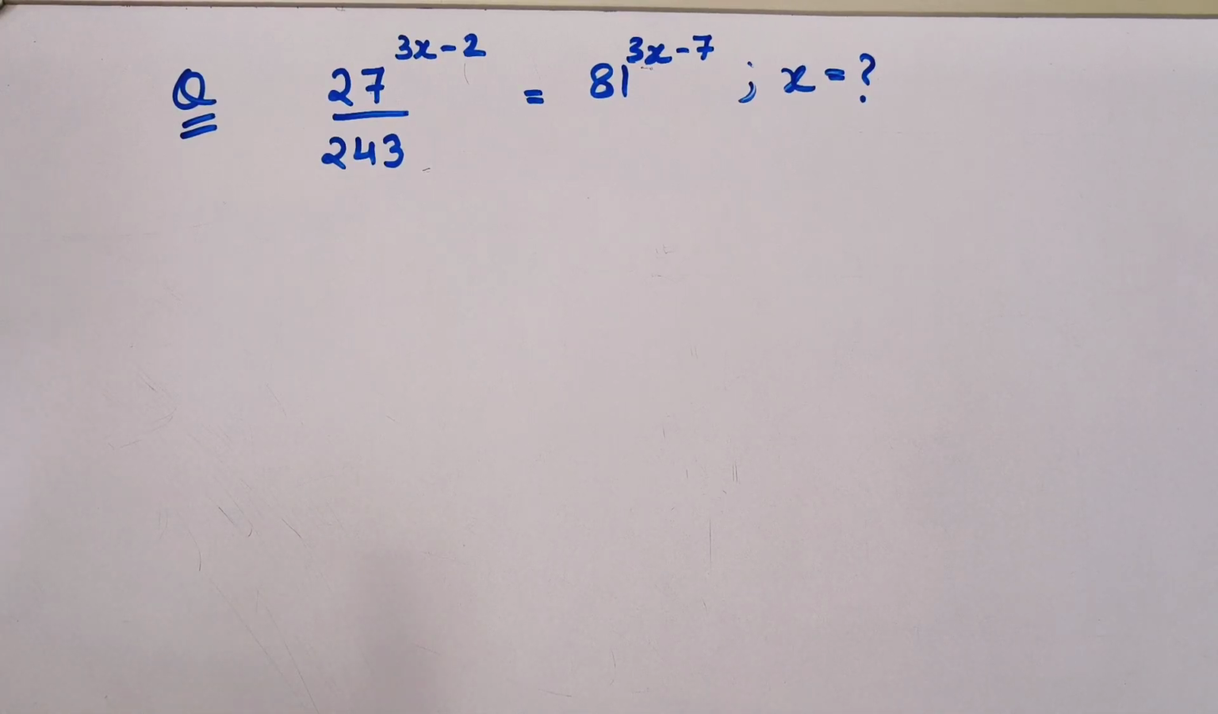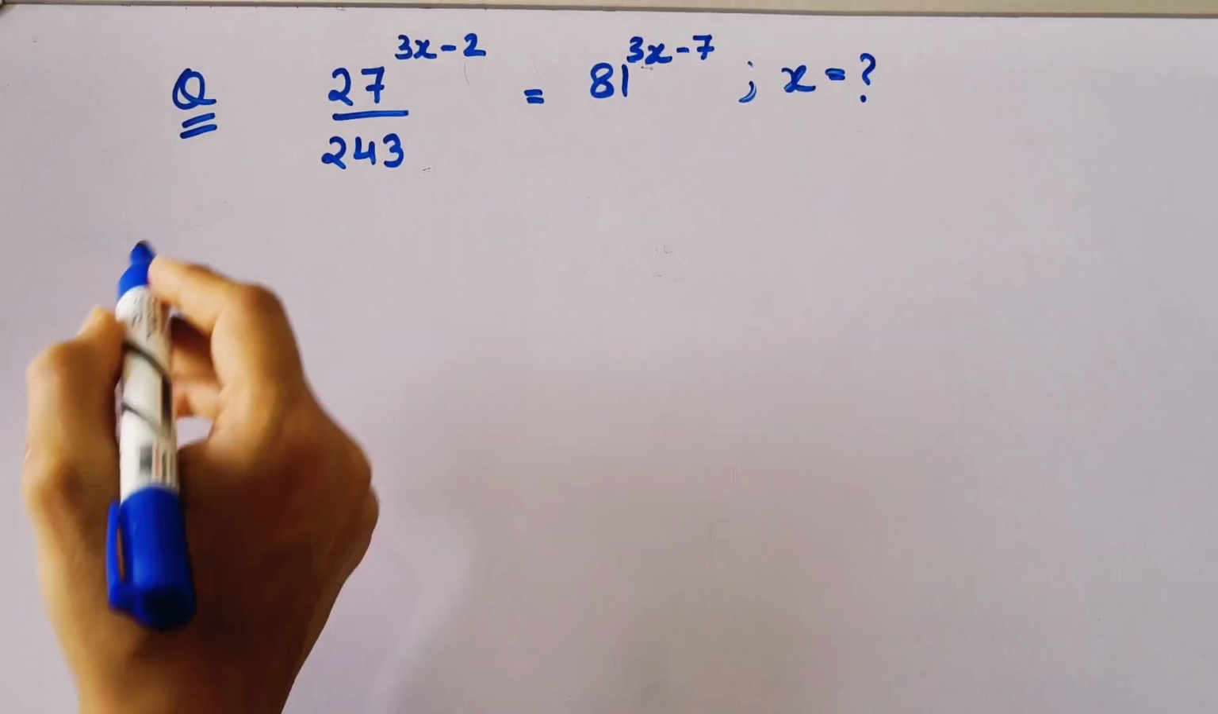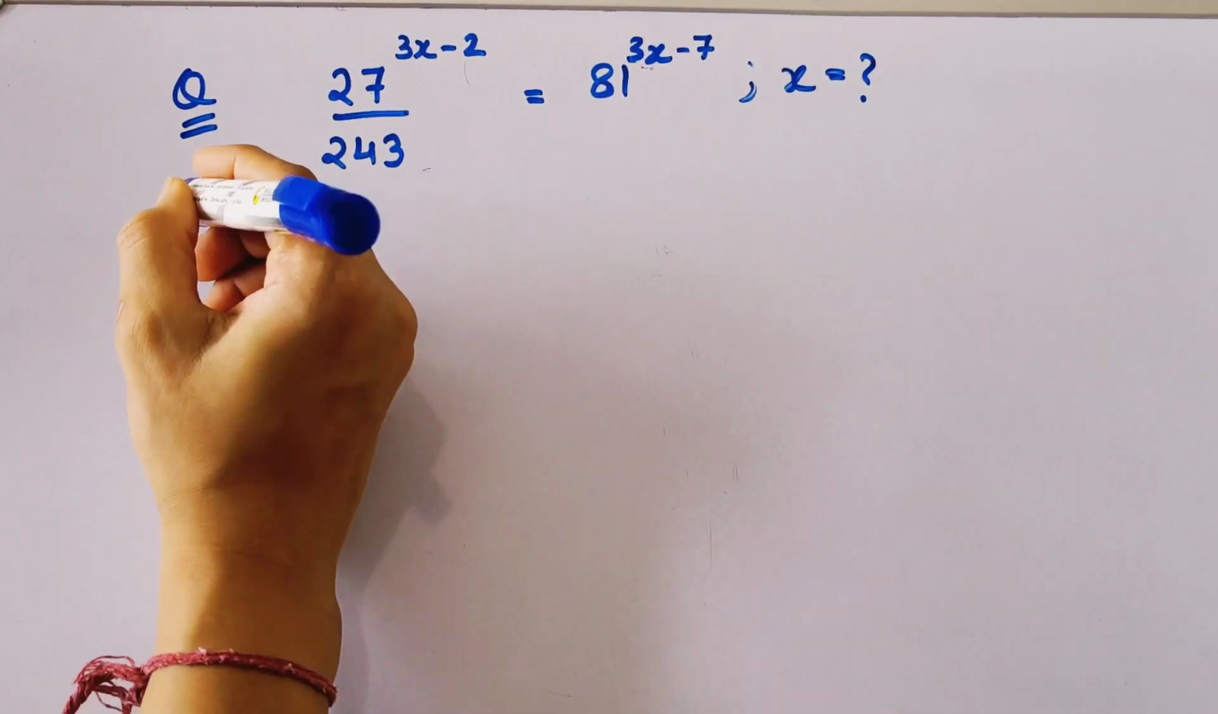Hello friends, good evening. So today we'll solve another exponent problem: 27 to the power 3x minus 2 divided by 243 equals 81 to the power 3x minus 7. Then find the value of x. We have to find the value of x. Okay, so how will we solve? First we'll write the question.